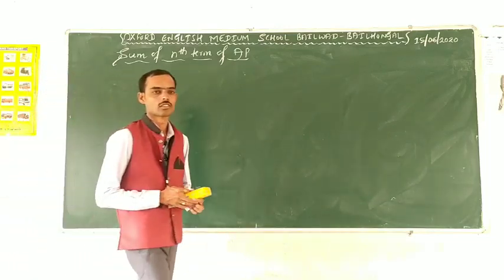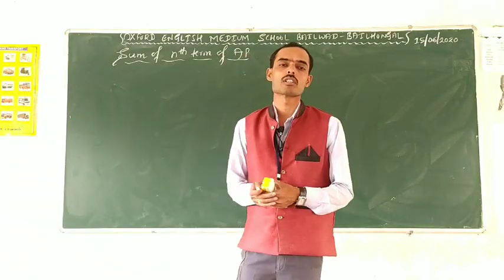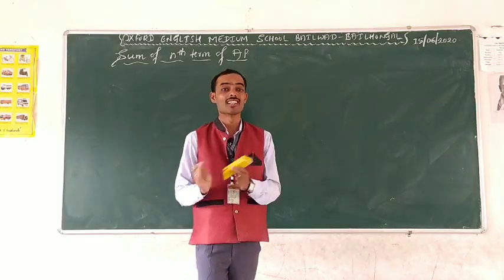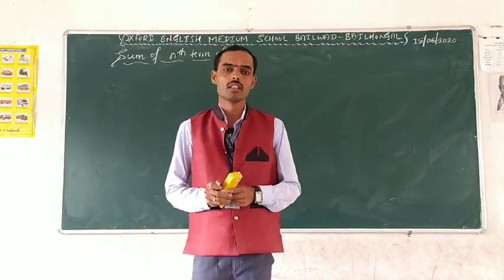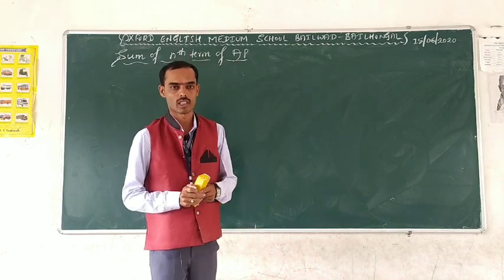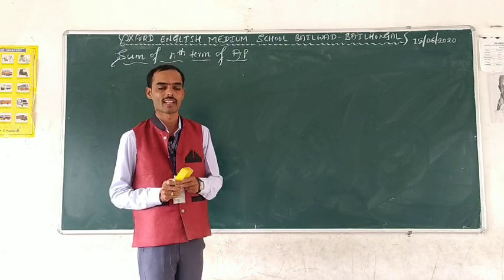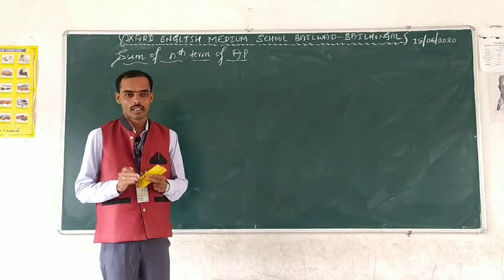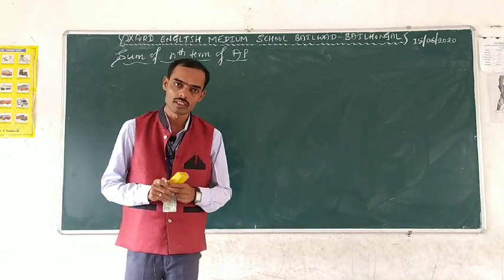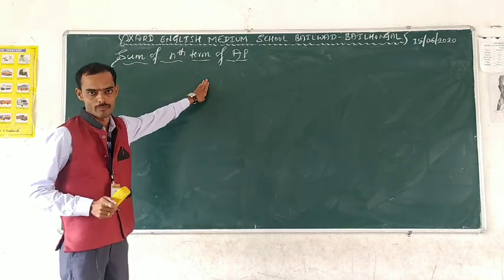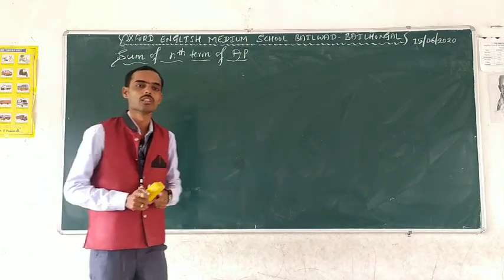Yes, my dear 10th students, in the last class we already studied the general form of arithmetic progression and the nth term of an AP, that is an equals a plus n minus 1 into d, and we solved 2 to 3 examples based on the nth term of AP. So, now in this class we are going to study the sum of n terms of an AP.